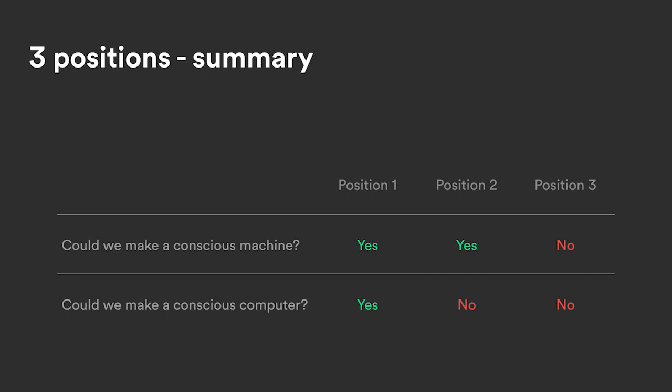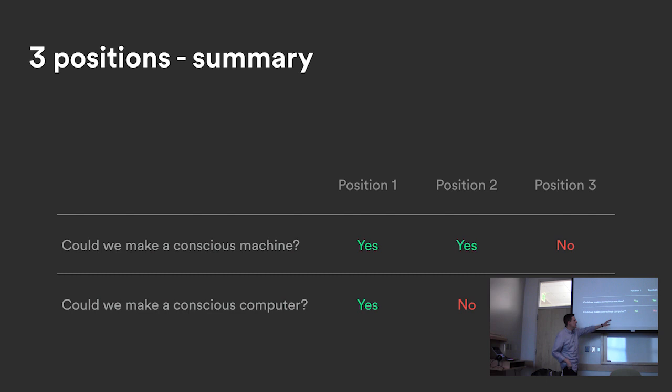Position one: could we make a conscious machine? Yes. Could we do it on a computer? Yes. This position is functionalism, basically. Position two says, yes, we could create an artificial consciousness on a machine, but a computer is not enough of a machine to create consciousness, so that would be no. And then position three is you could never make it either on a machine or a computer. One more caveat about position two. This yes here, what they really mean is that, yes, we could create artificial consciousness on a machine, in terms of it being a logical possibility. It may turn out that it's empirically impossible for some reason or another, but at least it's a logical possibility. That's what they mean there.